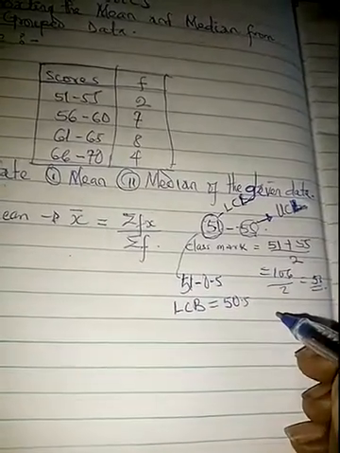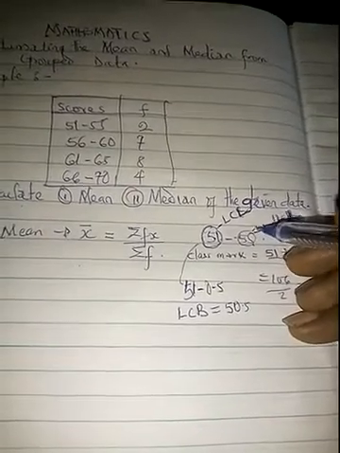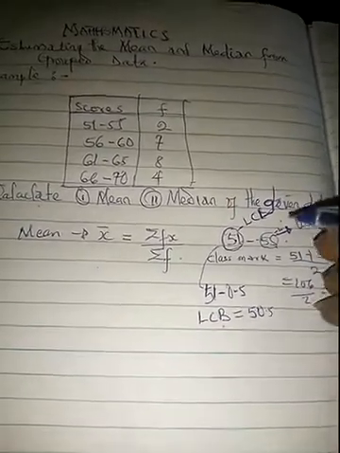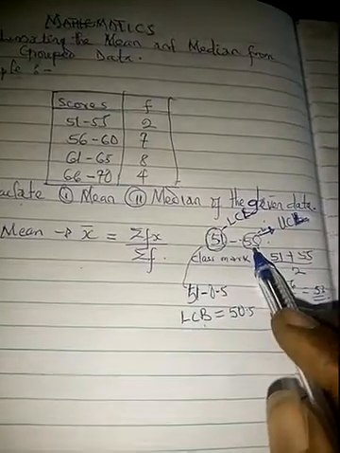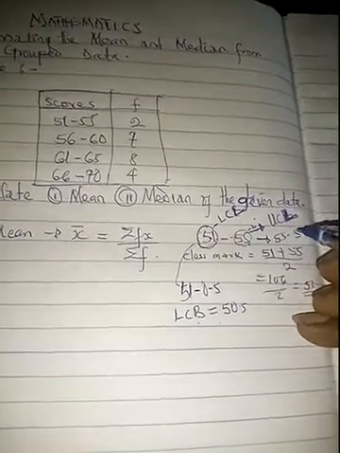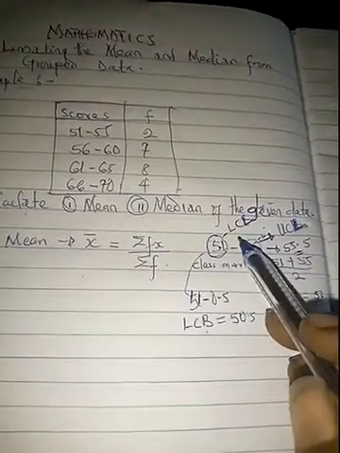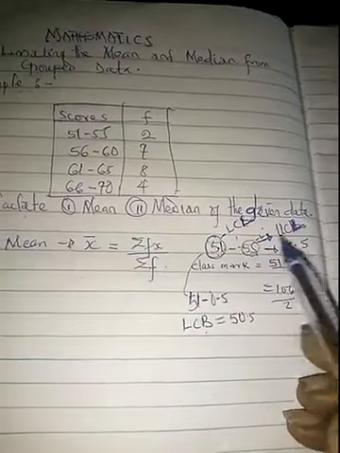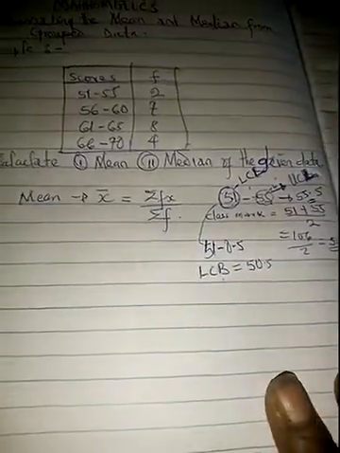And the same thing with the upper class boundary: you just have to add 0.5. You take away 0.5 to get the lower class boundary, but for the upper class boundary you add 0.5. So by the time we had 55 plus 0.5, we are going to have 55.5. That is how to obtain our upper class boundary. For the lower class boundary, you subtract 0.5 from the lower class limit. For the upper class boundary, you add 0.5, and it is as simple as that. Those are the things I want us to know first before we create our table.